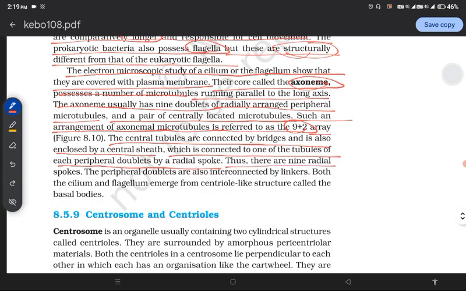Thus, there are 9 radial spokes. The peripheral duplets are also interconnected by the linker. Both the cilium and flagellum emerge from the centriole.